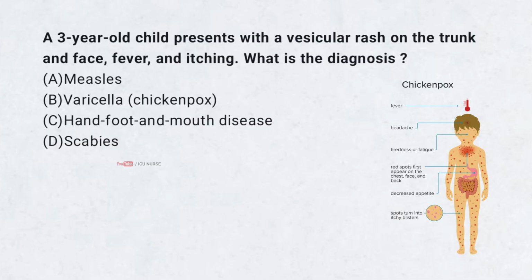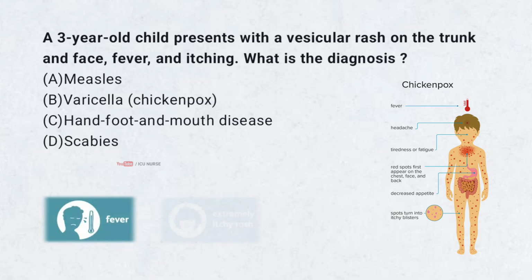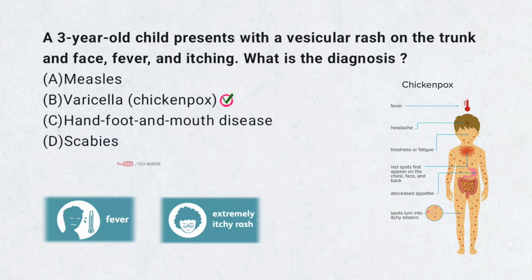A 3-year-old child presents with a vesicular rash on the trunk and face, fever and itching. What is the diagnosis? A. Measles. B. Varicella, chickenpox. C. Hand, foot and mouth disease. D. Scabies. Correct answer B.